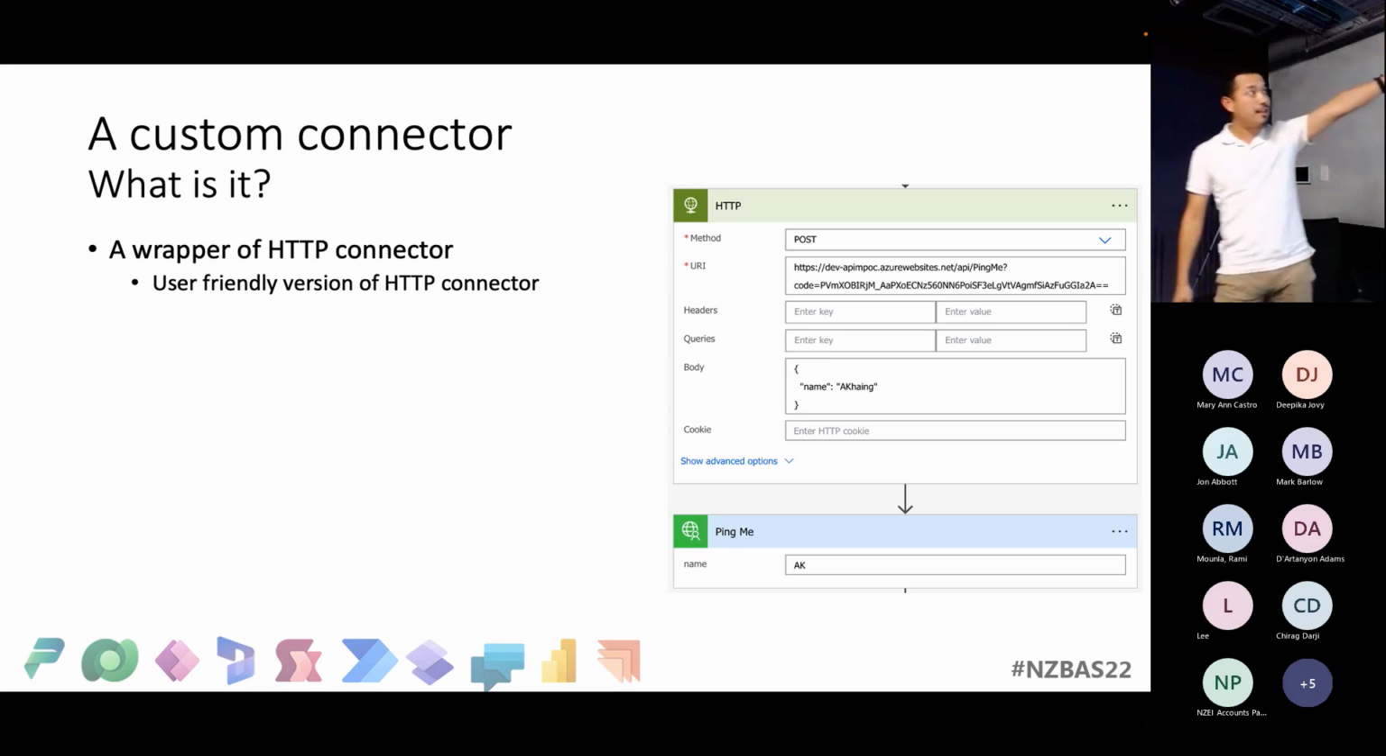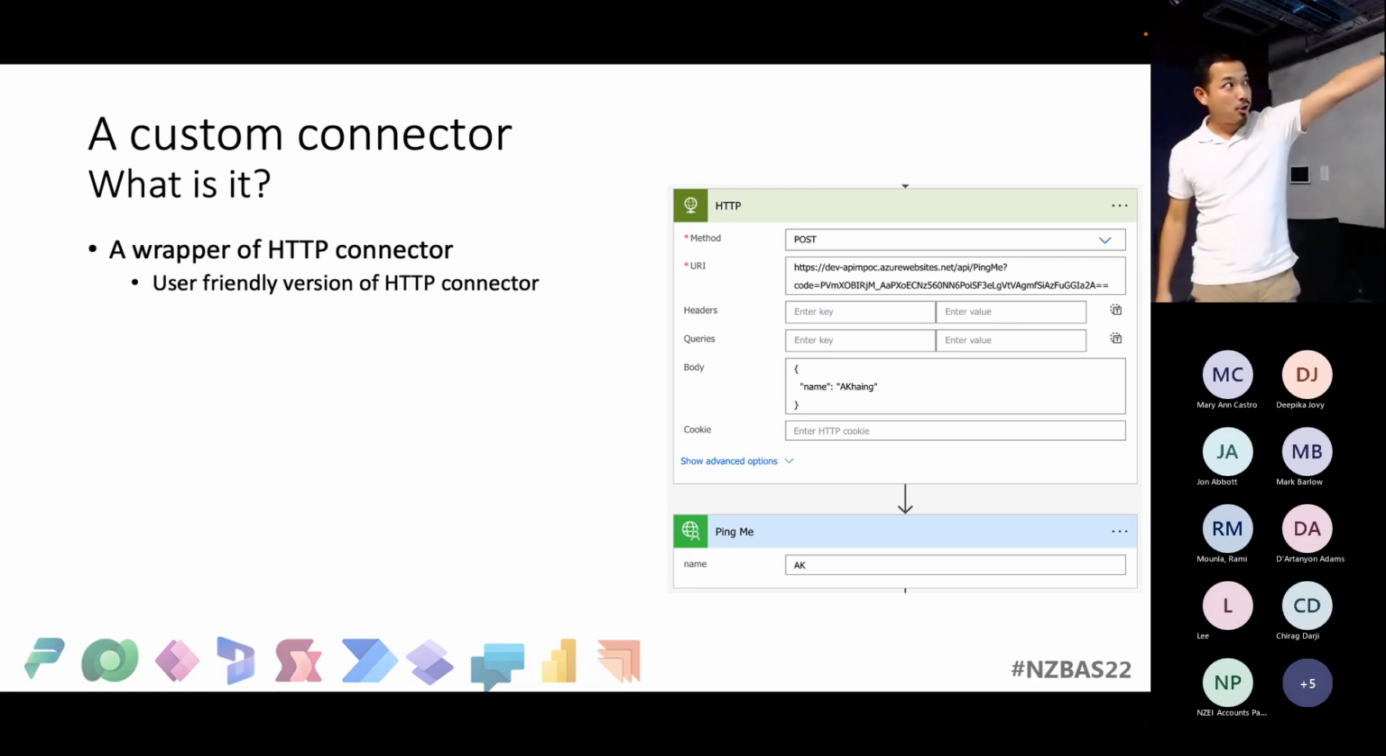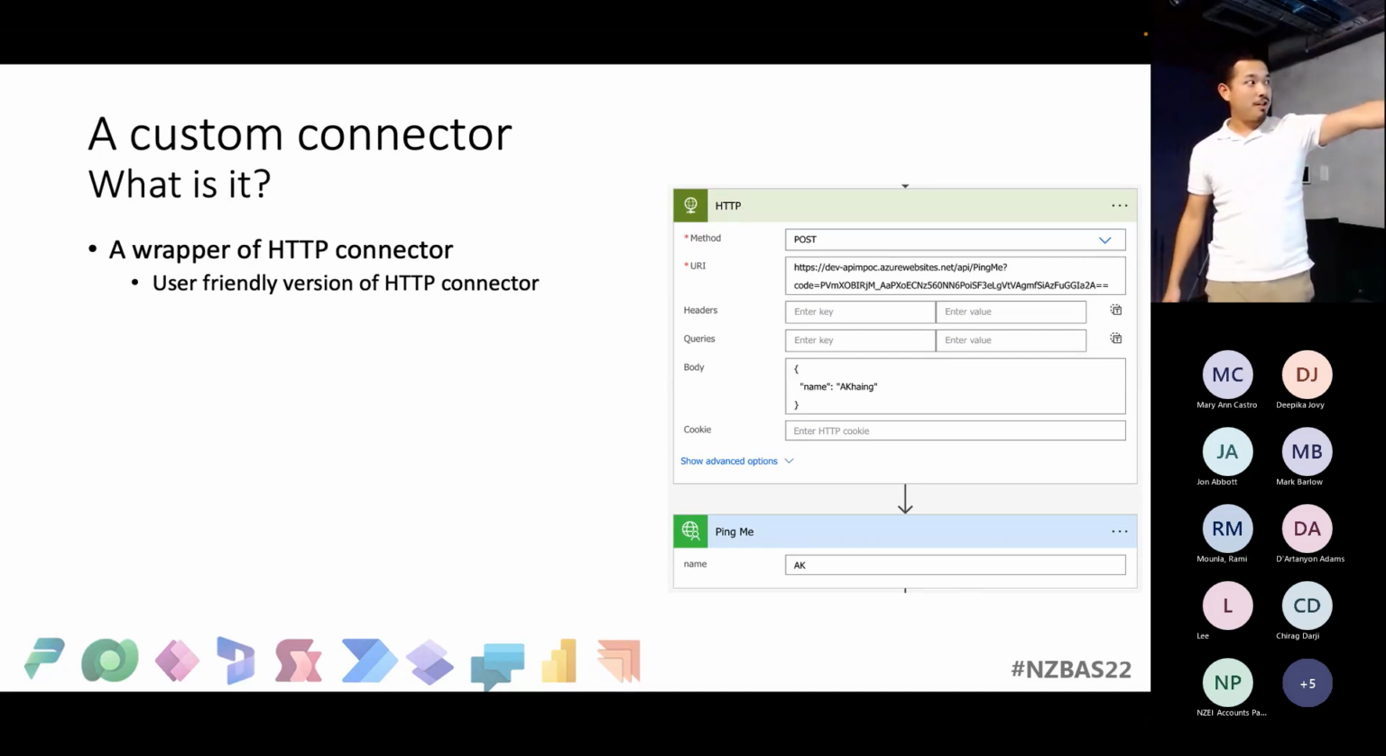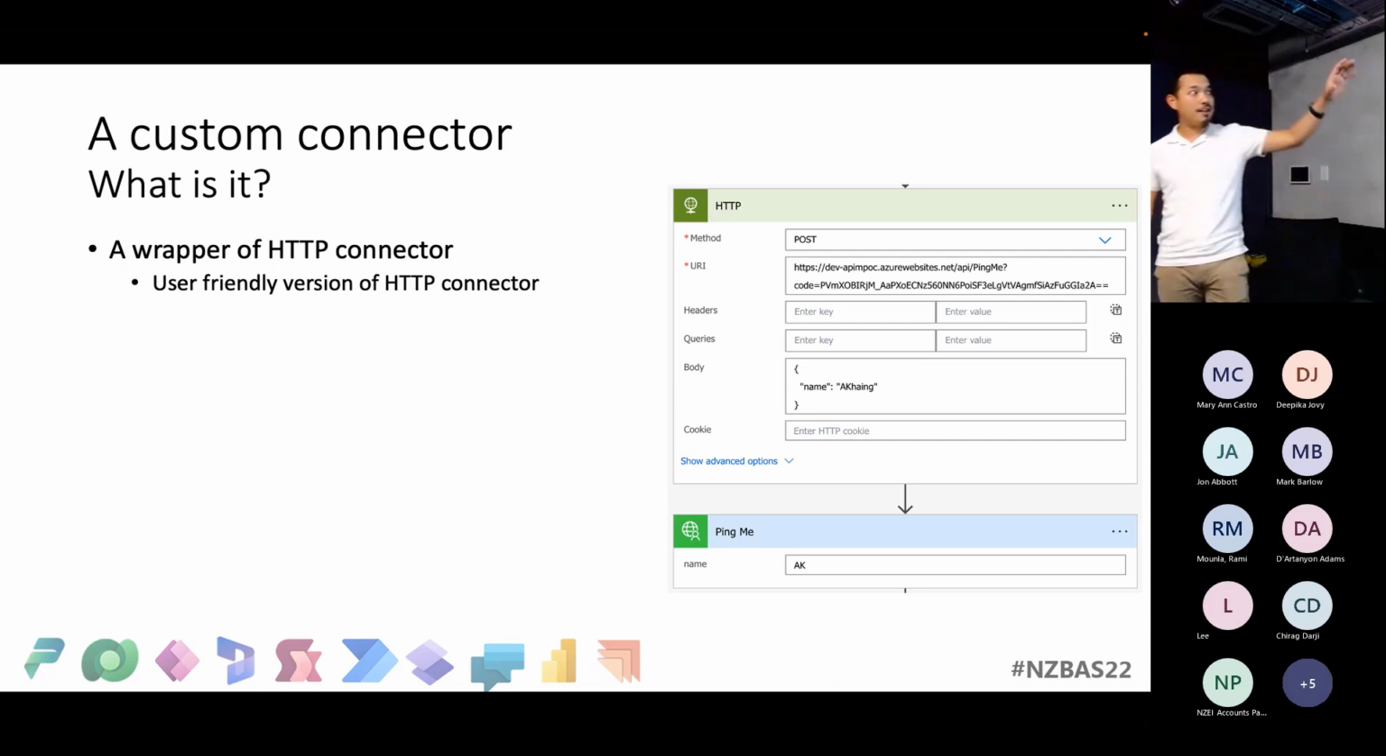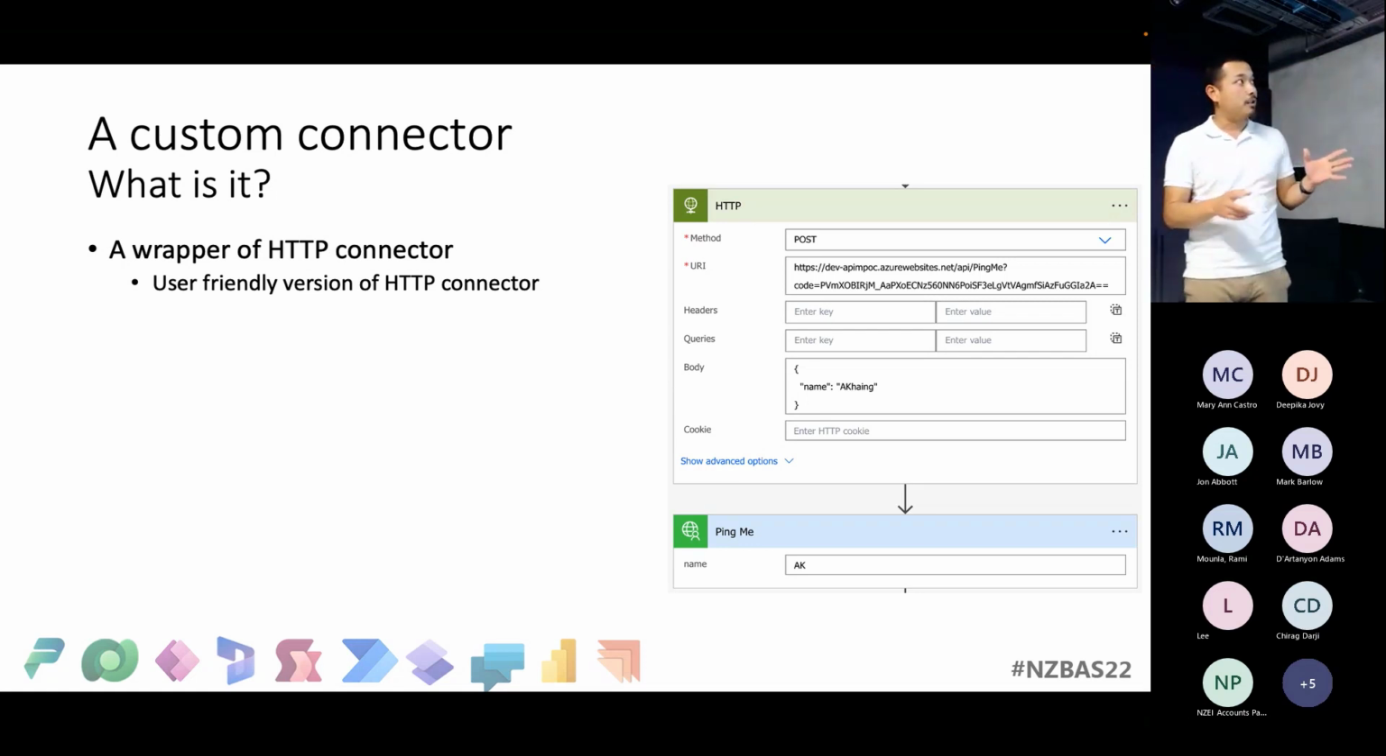If you look at the right-hand side, the top one is the HTTP connector. How you use the HTTP connector versus how you use the custom connector is the second one. You can see a lot of the information is stripped out when you use a custom connector. So you don't need to worry about the method and URL. All you need is the data for what we want to do. This is where a custom connector is really powerful.